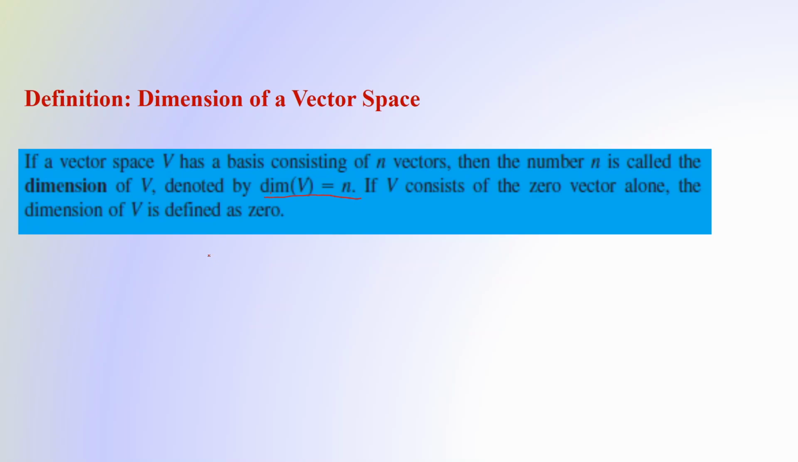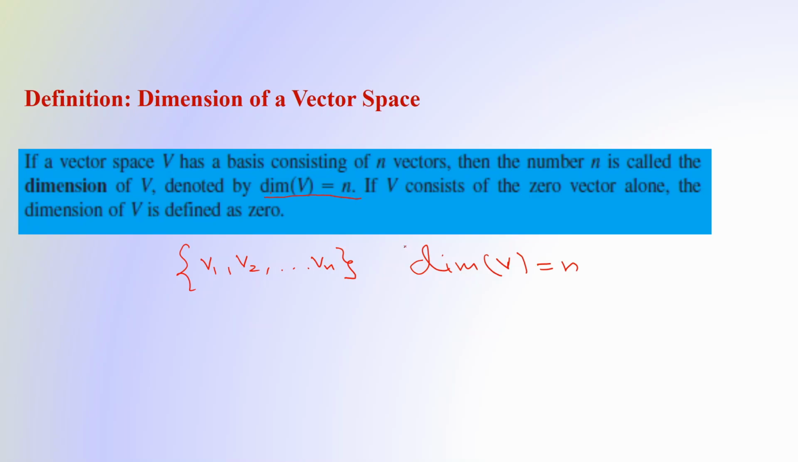So if the basis of a vector space contains n vectors, you may remember from the previous lesson that any basis of a vector space contains the same number of vectors. Therefore any basis of V contains only n vectors. So in this case we call the dimension of V equal to n, and we denote it by writing dim V is equal to n.